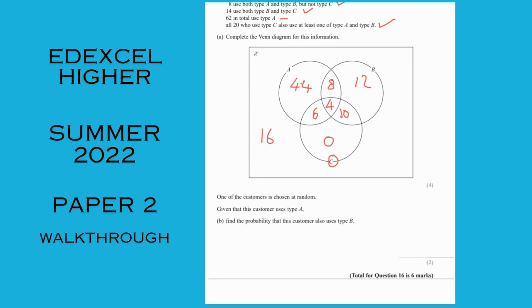So part B, given that this customer uses type A, in other words, we only care about these customers. That's our reduced universe. We're talking out of 62 people. The 16, the 0, the 10, the 12, we don't care. So given that this customer uses A, what's the probability they also are in the B circle? That's the 8 and the 4. They are also in the B circle. There we go.